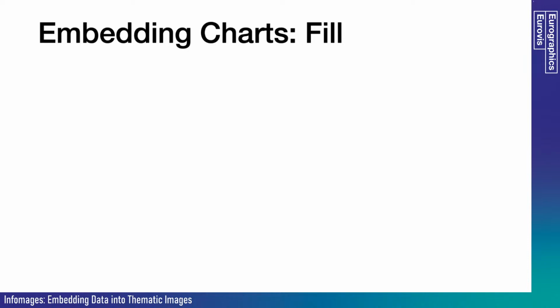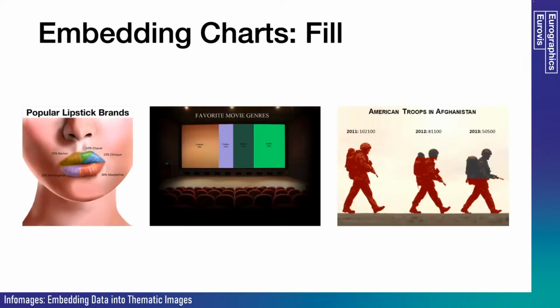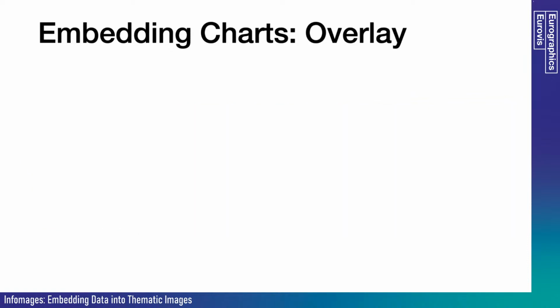Our fill technique can be used to support pie charts, a single divided object, or a bar chart. In pie charts, the area can be divided based on the angle, area, or arc length of each segment. The single divided object and bar chart can be filled based on length or areas of the image objects. The other embedding method we support is the overlay method.